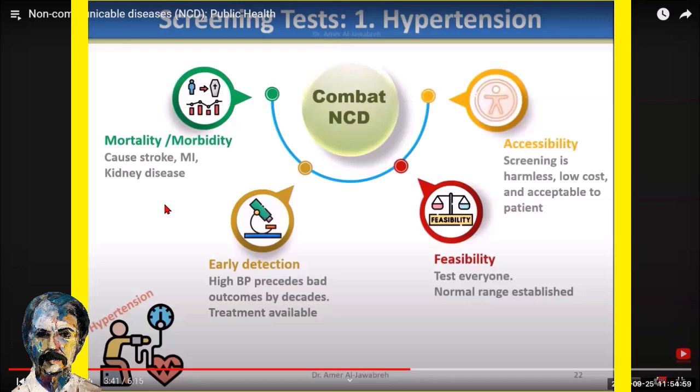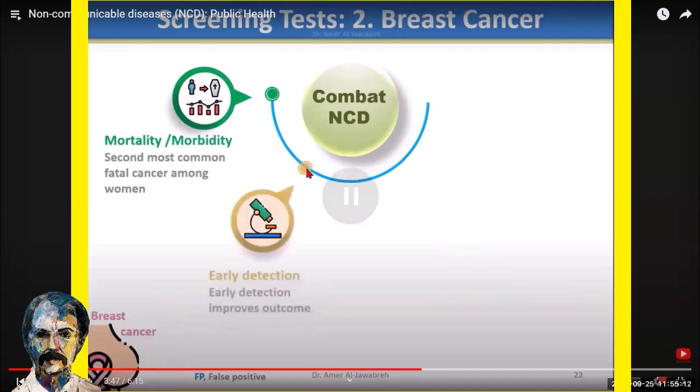Acceptable to the patient: the patient will not be harmed. He will enjoy having his blood pressure measured. That's hypertension. Now, the 4 criteria, and how they apply to breast cancer.